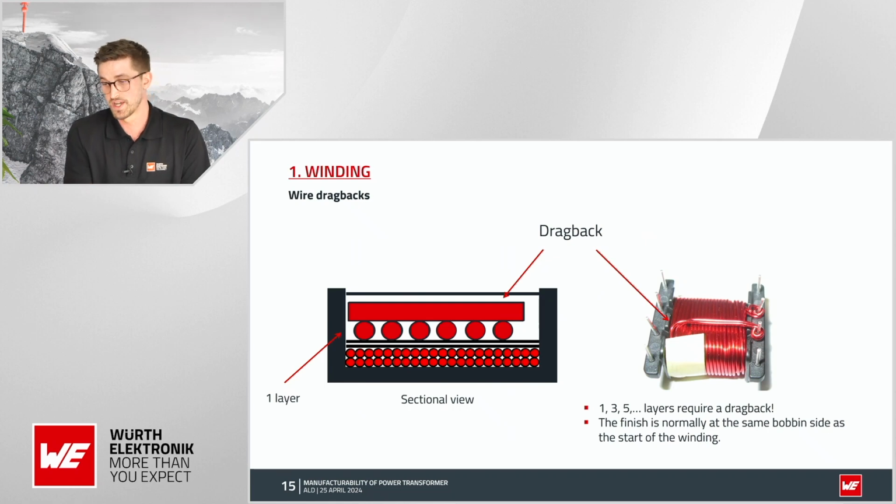Now we will discuss wire dragbacks. When the number of layers is not even, for example as shown in the pictures, a dragback is required to terminate the wire at the correct bobbin site. Wire dragbacks can cause severe bumps on the build. The construction of the transformer and its performances can consequently be compromised.